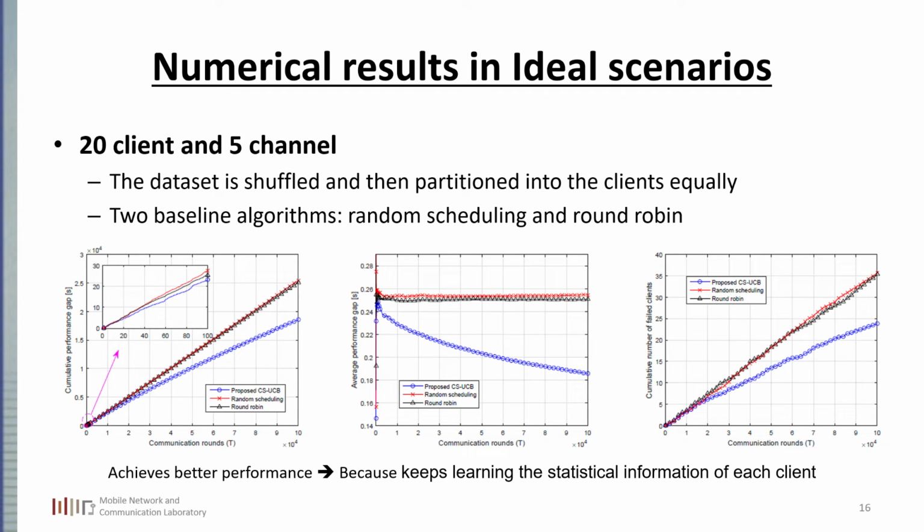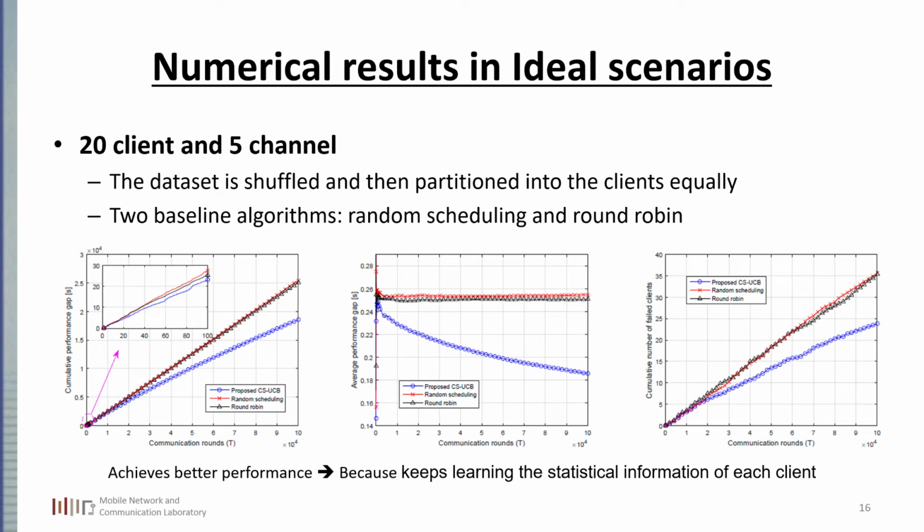In this slide, I will talk about the simulation scenarios and the performance of these algorithms. So first of all, in the ideal scenario, they set up 20 clients and 5 channels. The dataset is well mixed and distributed equally to the clients, and they compare the results with random scheduling and round robin as the baseline algorithms. As you can see from the graph, the proposed UGB algorithm achieves better performance than the two other baseline algorithms after 20 rounds, and the performance gap increases as the number of communication rounds increases.